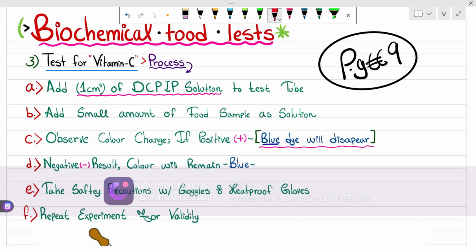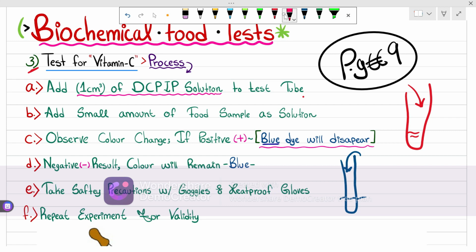The next biochemical food test is the test for vitamin C. Step 1, add 1 cm³ of DCPIP solution to the test tube. Step 2, add a small amount of food sample as a solution. So in the previous experiments, we have a test tube, we have the food sample, and we're adding the solution. In this case, we have a test tube. We first add 1 cm³ of DCPIP solution, and then we add the food sample. After we have done this, we observe the color change.